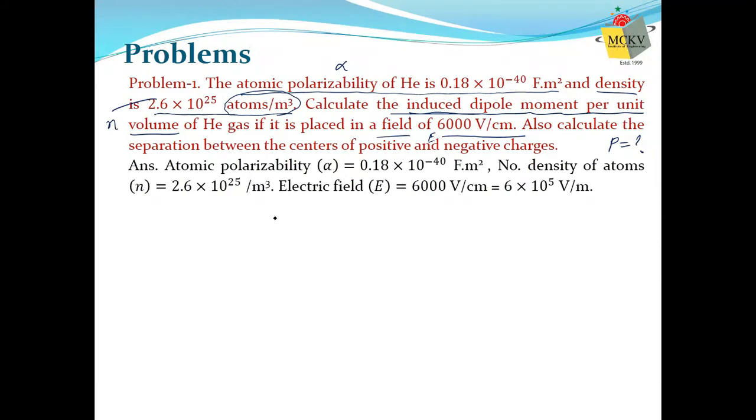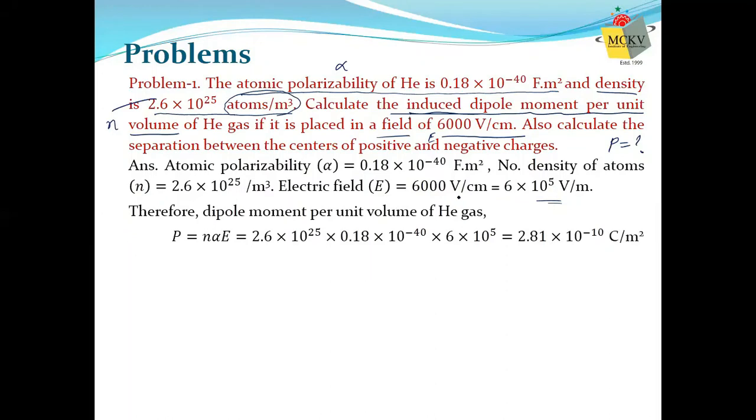Now, the first two quantities are already in SI unit. Electric field is given in volt per centimeter, so we need to write it in proper SI unit, that is volt per meter. So 6 into 10 to the power 3 into 10 to the power 2, that is 6 into 10 to the power 5 volt per meter. So that is the electric field. Now what do you have to estimate? You have to find the polarization vector P. So what will be your formula? P equals N alpha E.